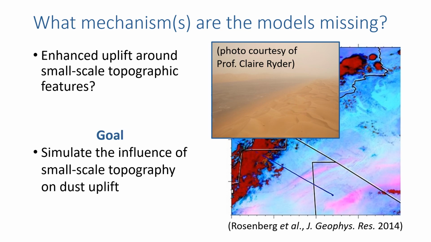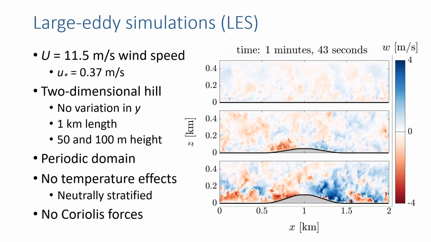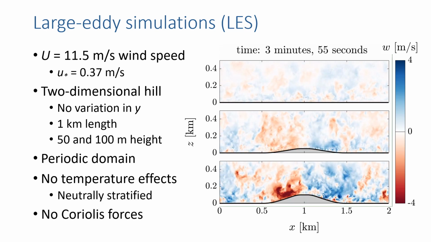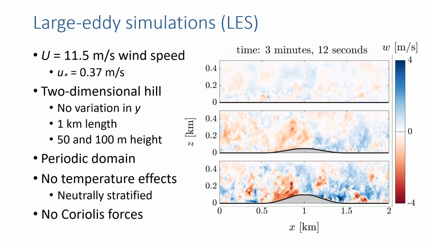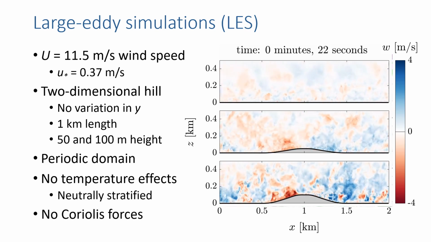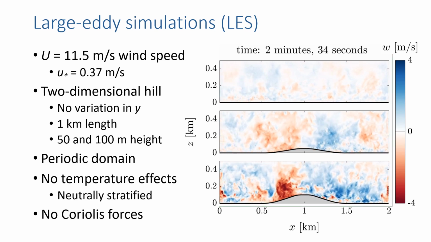This provided us with a goal for the present work, which is to simulate the influence of small-scale topography on dust uplift using high-resolution simulations. To this end, we conducted large-eddy simulations of atmospheric winds over a series of topography cases under fairly strong wind conditions, where the surface shear velocity was 0.37 meters per second.